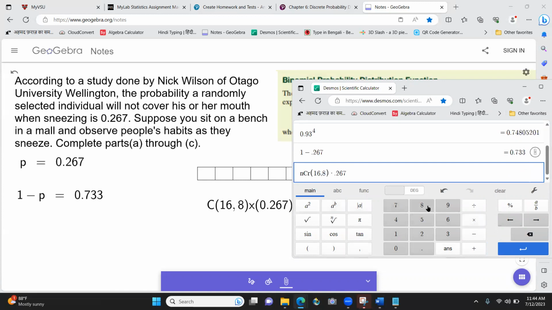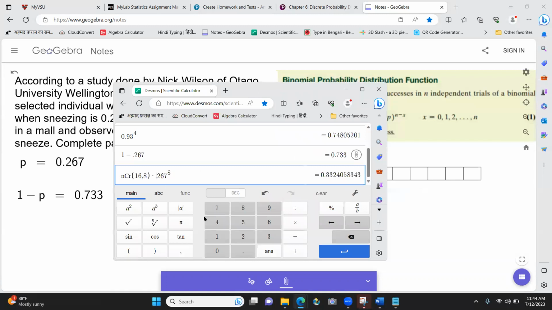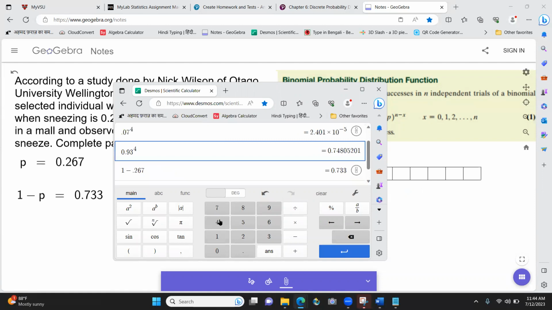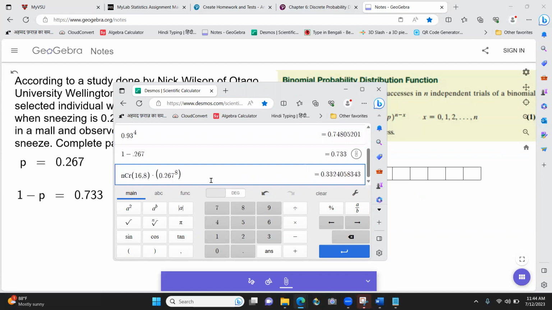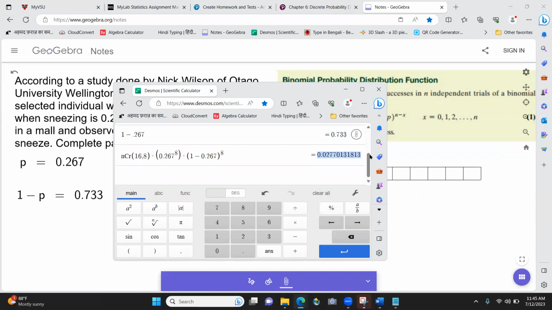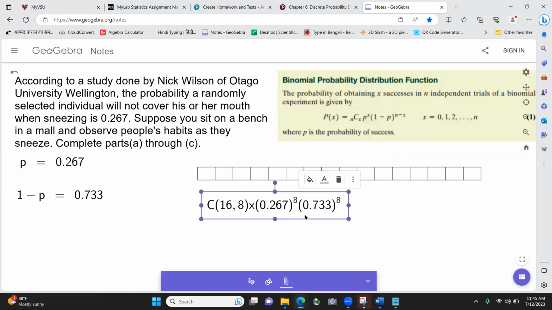267 raised to the power 8. Now, then the next one is times 1 minus 0.267. That was our 733 raised to the power 8. I'm getting this number, and it's time to check our answers.